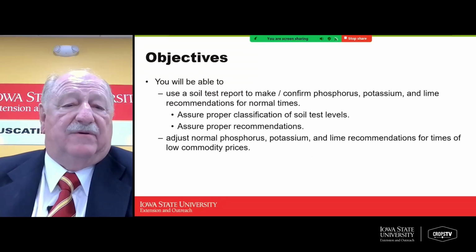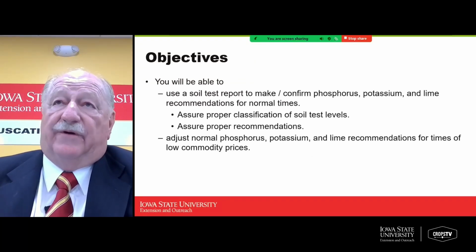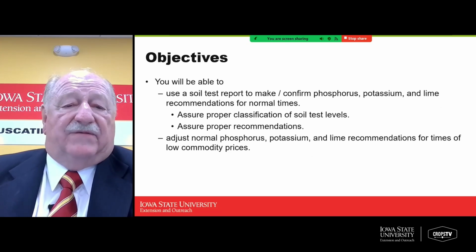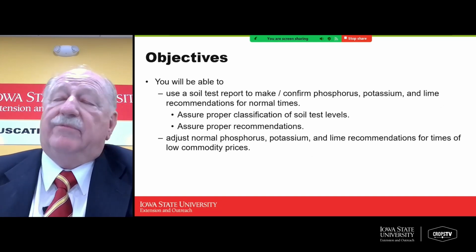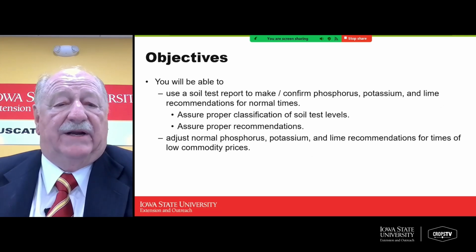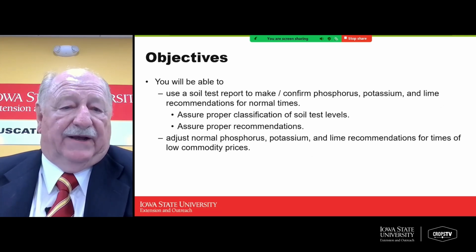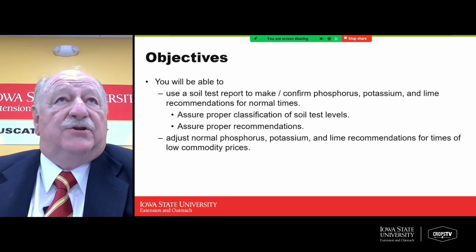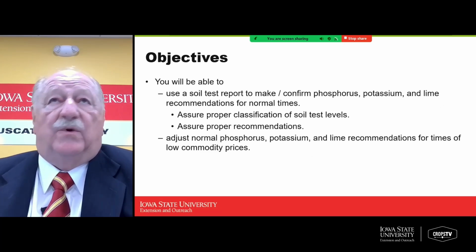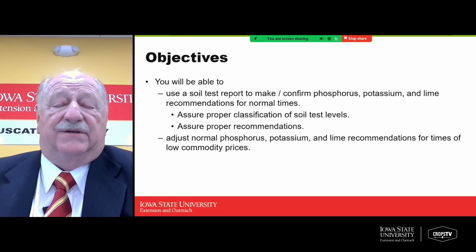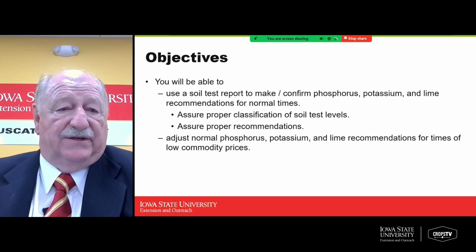In this presentation, my objectives are that when we're done, you will be able to look at a soil test report and be able to confirm that the classification of soil test levels, very low, low, optimum, high, or very high, has been done correctly. And if the laboratory made any soil fertility recommendations, that those have also been done correctly. And then moving into our current situation, what adjustments are appropriate given the situation that we're in with the low commodity prices and relatively high input costs?